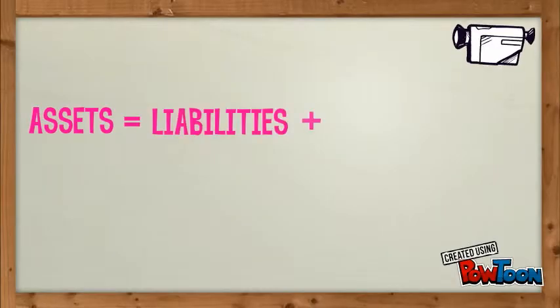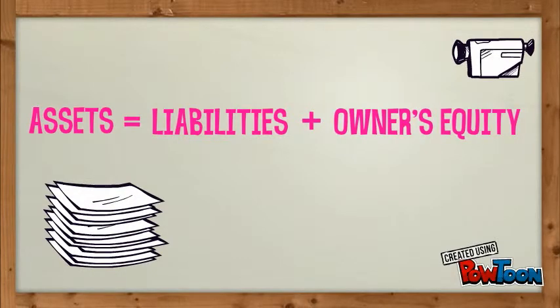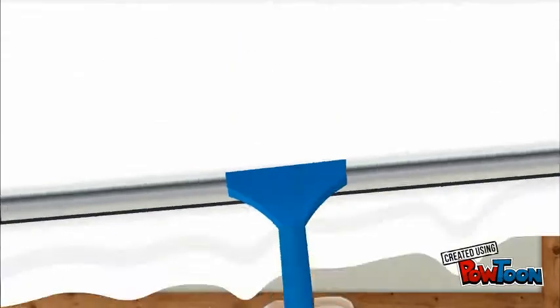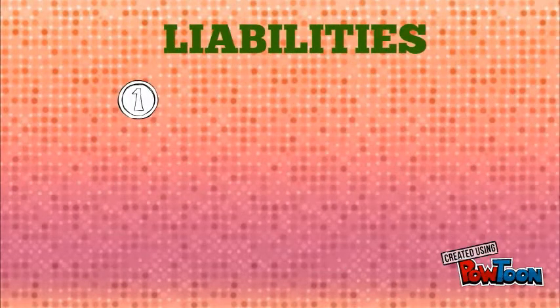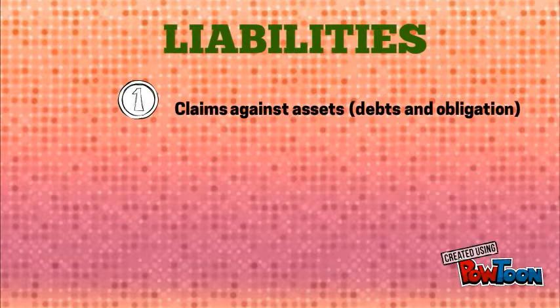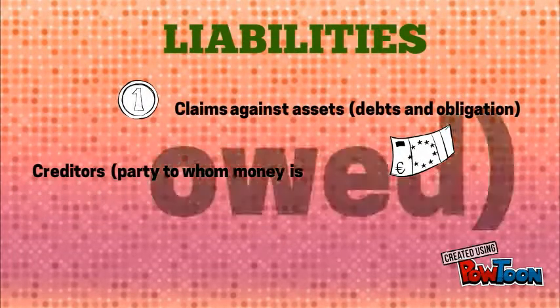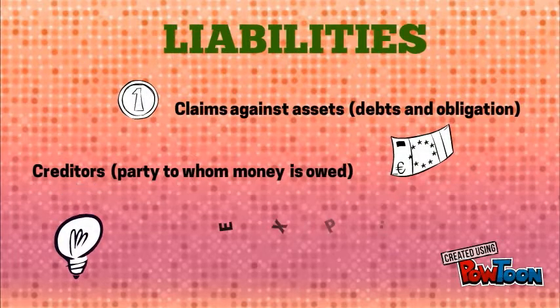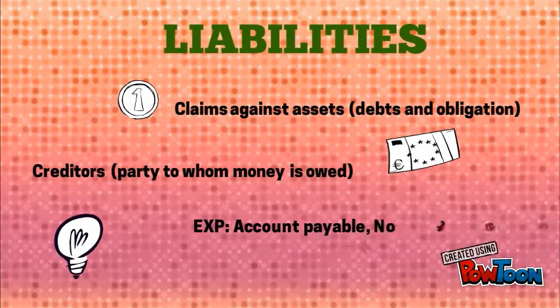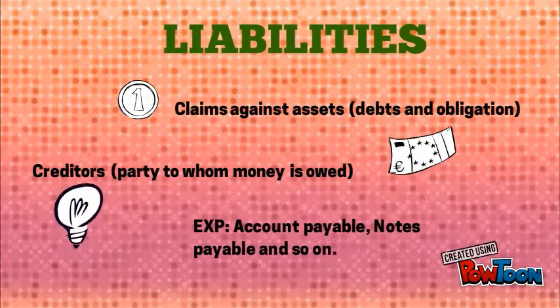Next, let's learn more about liabilities. So now we will talk about liabilities. As we know, liabilities are claims against assets, which are debts and obligations. Liabilities are also known as creditors, which means parties to whom money is owed. Examples are accounts payable and notes payable.